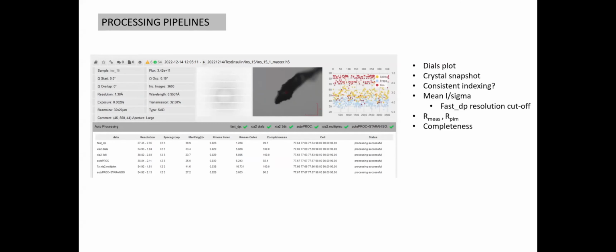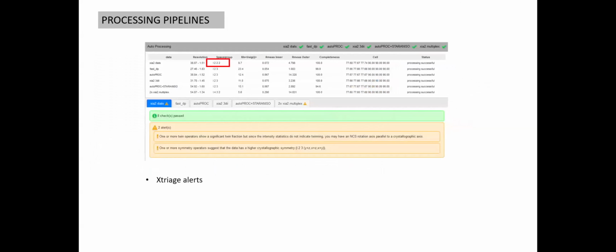Is there consistent indexing between the different processing pipelines? I think that was a question earlier in the session today. Look at the quality indicators that were discussed earlier by Greta, and also at the data completeness. This should give you a quick overview. Then look at the triage alerts. For instance, here it has picked up an issue with the symmetry. It should be I2-free, but here for some reason there's an issue.